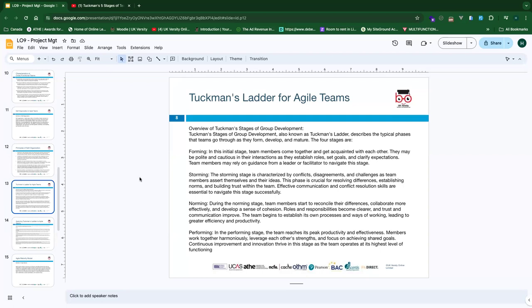So, in the performance stage, the team reaches its peak productivity and effectiveness. Members work harmoniously, leverage each other's strengths, and focus on achieving shared goals. Continuous improvement and innovation thrive in this stage as the team operates at its highest level of functioning.